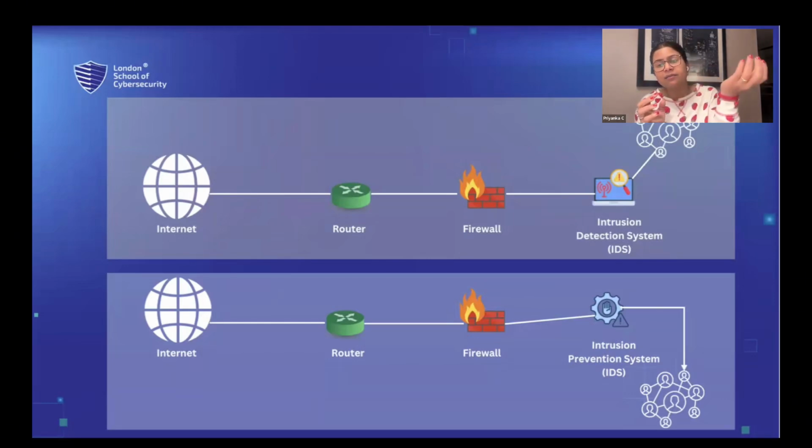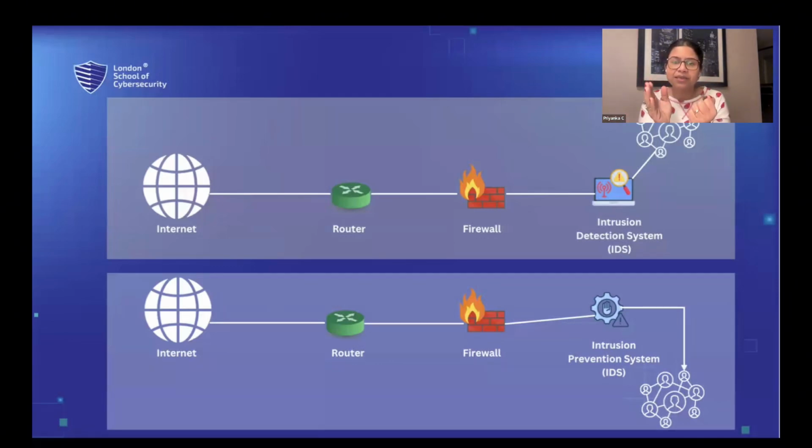Now, IDS, because it is just detecting, can stay in a parallel mode. You might have one path where your data traffic is flowing, but you can just have an IDS tapping into it and looking at the traffic, because detection is just looking at the traffic and seeing if something is going wrong. So an IDS doesn't have to be inline because it is not stopping anything. It can run in parallel.